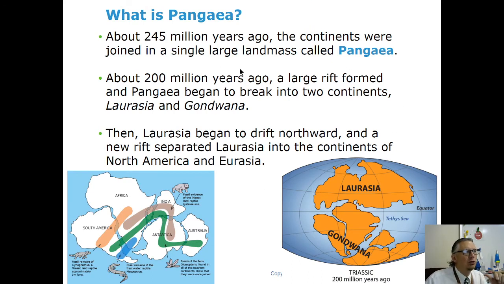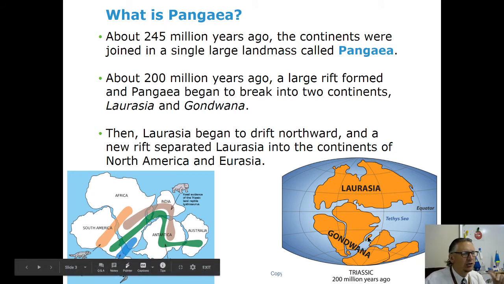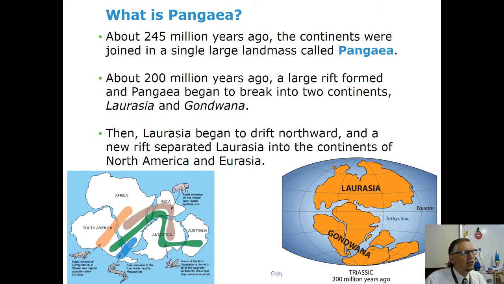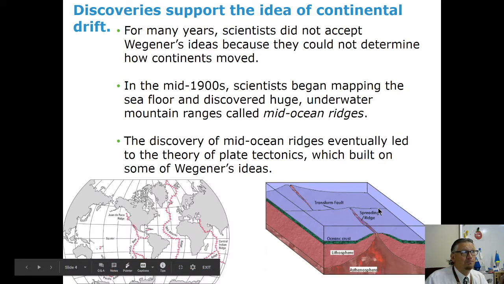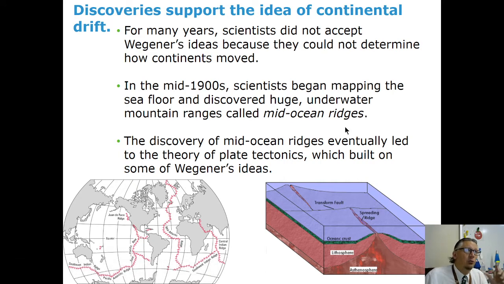So when we take a look at this, we'll go back to the idea that we had Pangea about 245 million years ago. And then it started to break up, and then we had Laurasia, which was to the north side, Gondwana, or sometimes called Gondwana Land, to the south, and it continued to break up. Still no real mechanism. But in the mid-1900s, we as in people, started mapping the oceans.